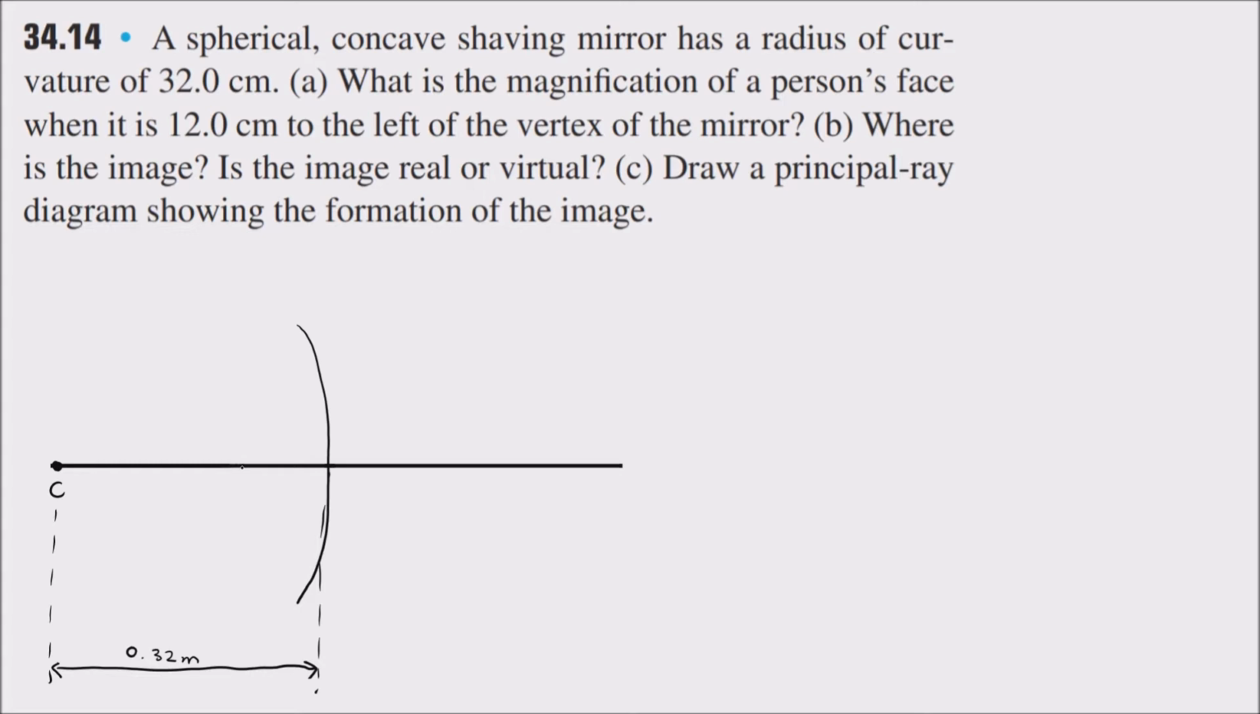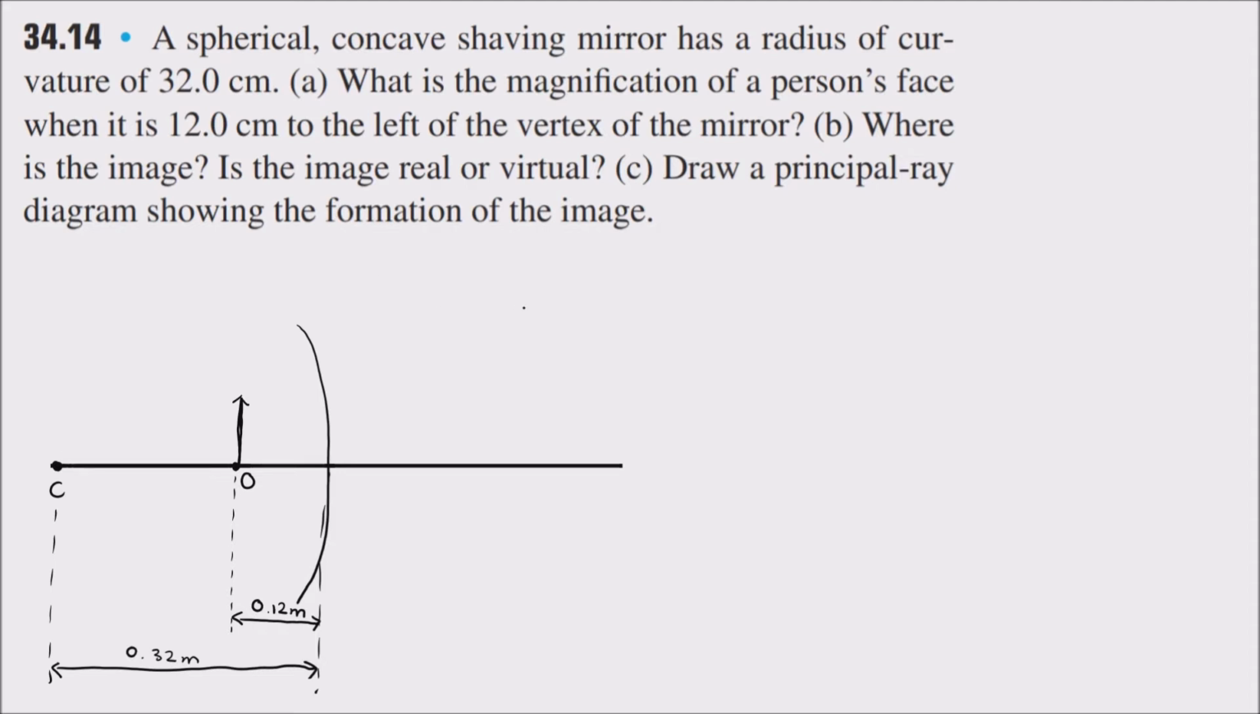To the left of the vertex by 12 cm should be somewhere around here, I believe. Okay, so if you measure here, then you come up with 0.12 meter. Then this is where your person's face is. In this case, since it's a shaving mirror, your person's face will be the object. So over here you have your object. The object is usually upright. Yes, you don't put things upside down, right? Okay. So this is the information that we know until now.